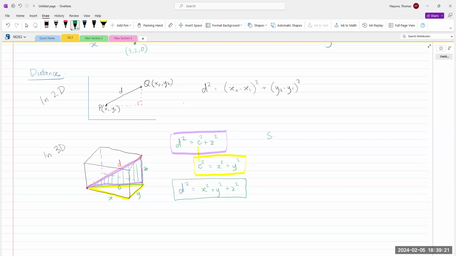So, distance between P and Q, for P (x1, y1, z1) and Q (x2, y2, z2), is given by the square root of x2 minus x1 squared plus y2 minus y1 squared plus z2 minus z1 squared.